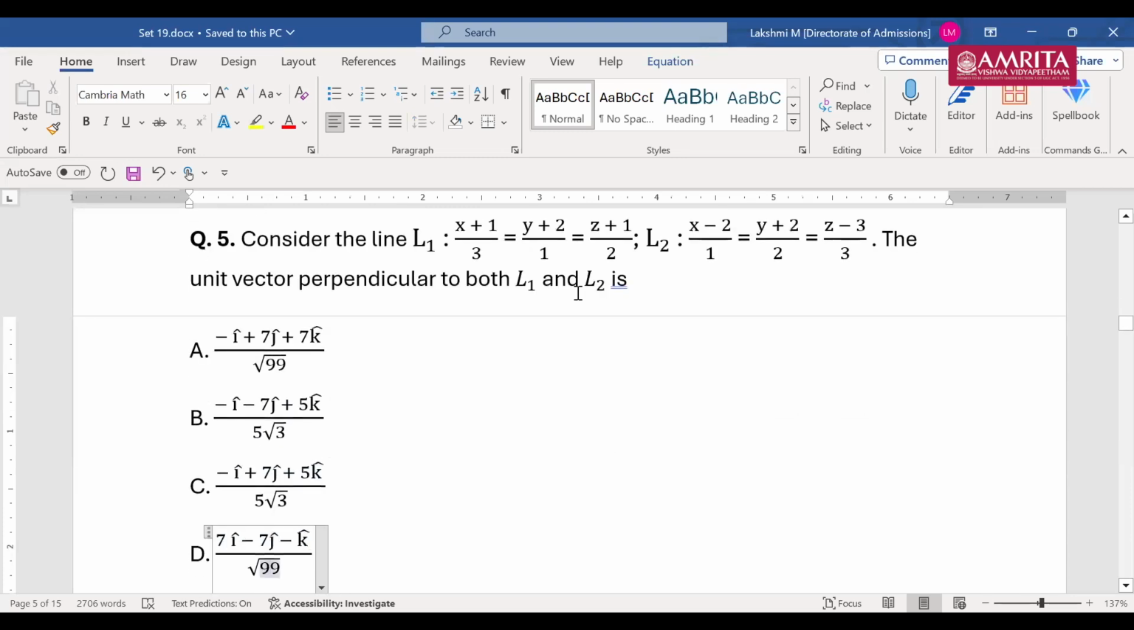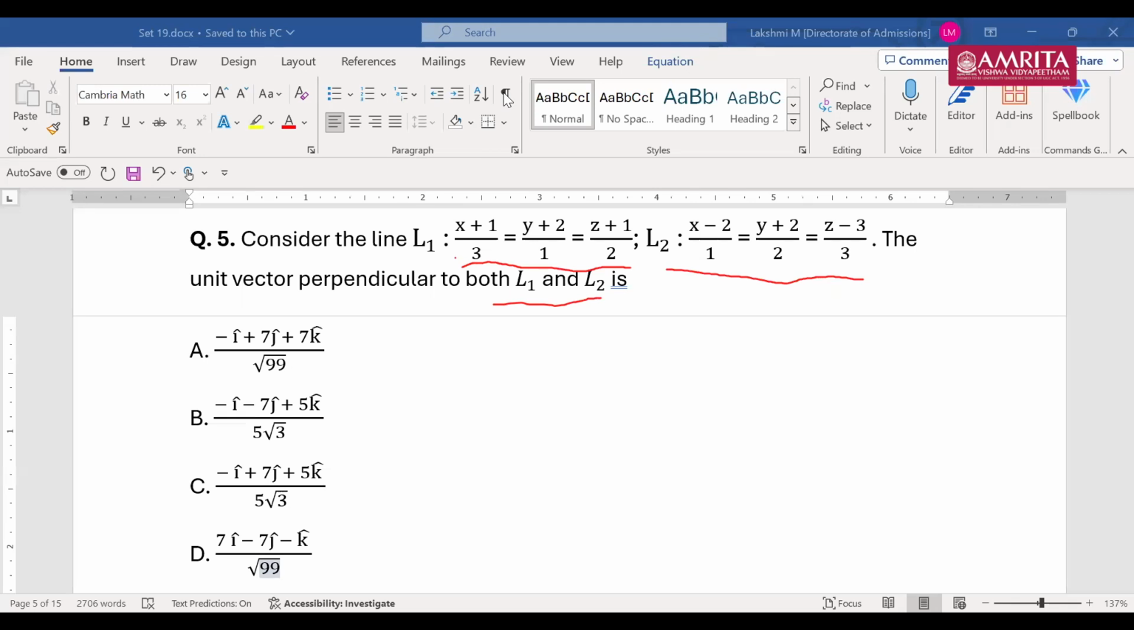This is also a very simple question. Consider the lines L1 and L2. The unit vector perpendicular to both the lines L1 and L2. It's a very simple, easy category question which comes in examination. L1 is given as x plus 1 by 3 equal to y plus 2 by 1 equal to z plus 1 by 2. L2 is given as x minus 2 by 1 equal to y plus 1 by 2 equal to z minus 3 by 2.